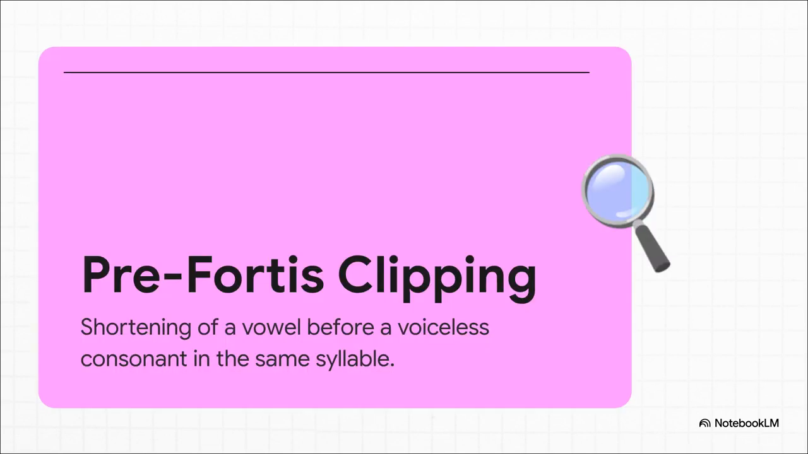So, the crucial point you practically need to burn into your memory is prefortis clipping. It's the shortening of a vowel when it's followed by a fortis, which just means a voiceless consonant in the exact same syllable. Let me explain what that actually looks and sounds like in practice.